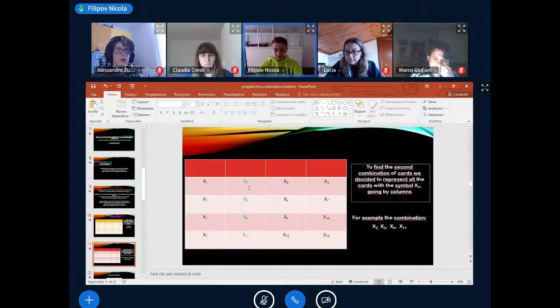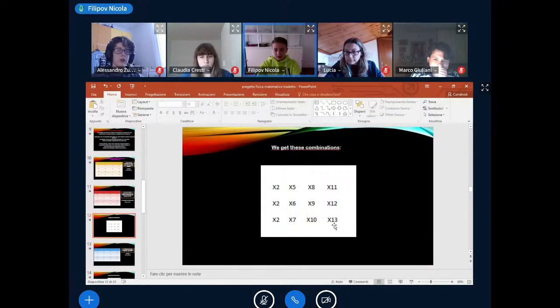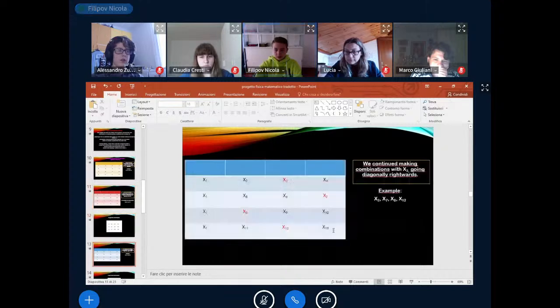And to find the second combination of cards, we decided to represent in all the cards the symbol x2. But this time, for the pattern, we chose the one of the columns. So we obtained the cards x2, x5, x8, x11; x2, x6, x9, x12; and x2, x7, x10, x13.